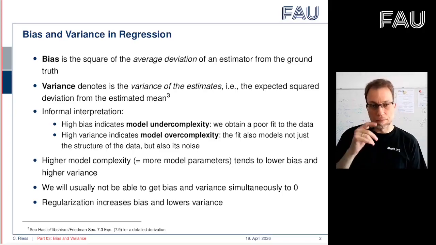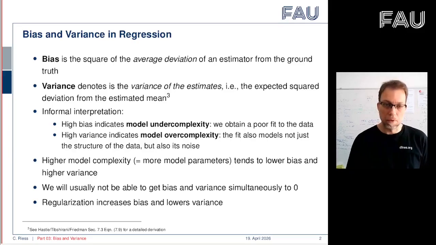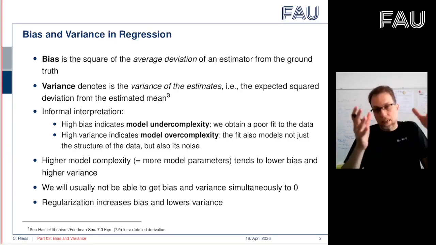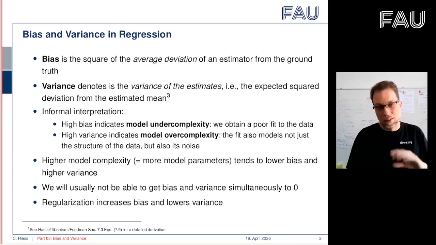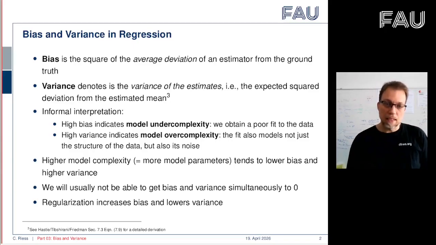This is all covered in pattern recognition, but we will come back to it. The informal interpretation is: high bias indicates model under-complexity. We discussed this, like if our kernel is too large, then the density looks the same everywhere. High variance indicates model over-complexity.